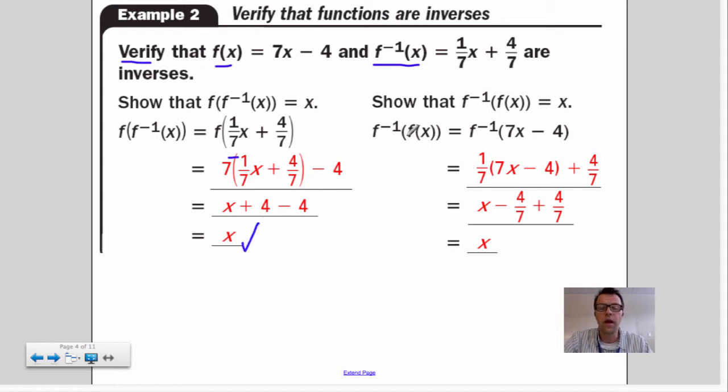We got x. I also have to plug the function back into the inverse. And so notice now for x, I'm going to plug in 7x minus 4. So I get 1/7, and then here comes the function, f of x. We distribute the 1/7, and you should get x minus 4/7 plus 4/7. These cancel, and again, check. So kind of a time-consuming way, honestly, in my opinion, to figure out that these two were inverses, but a nice, effective way, and it's certainly a neat way to review from yesterday composition of functions.